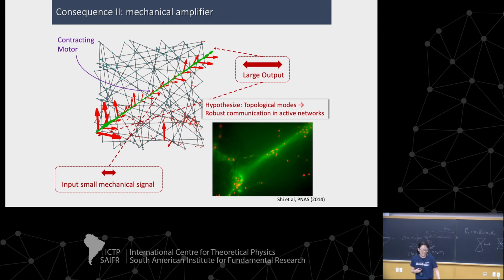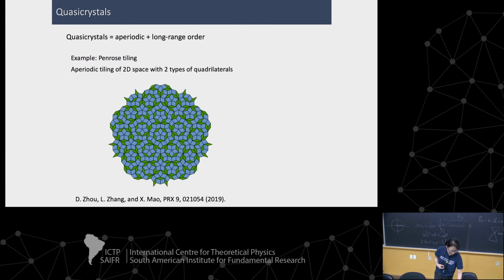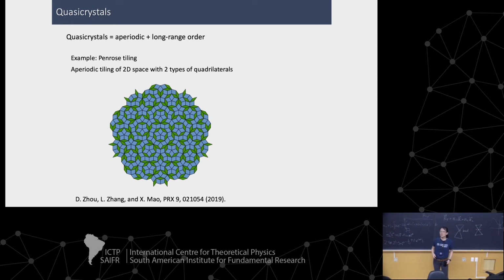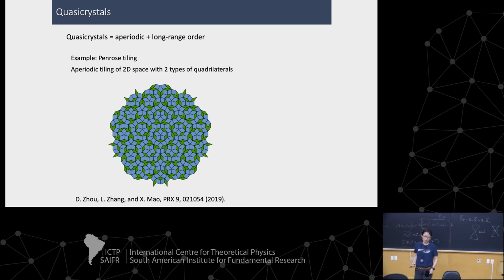Okay, so that's about the disordered fiber network. At last, I would like to discuss another recent work we have done in terms of quasicrystals. How did we get interested in this? We want to see how topological polarization interplays with the symmetries of quasicrystals.